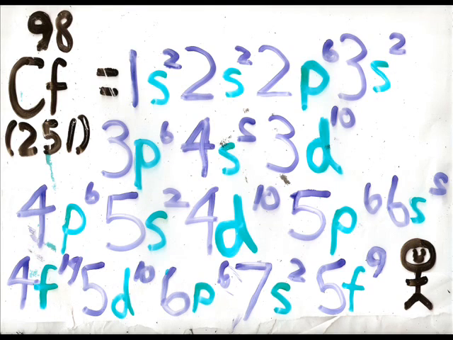1s2, 2s2, 2p6, 3s2, 3p6, 4s2, 3d10, 4p6, 5s2, 4d10, 5p6, 6s2, 4f14, 5d10, 6p6, 7s2, 5f9. As you see there is a 4f and a 5f. Both have the count of electrons that are listed on the chart I gave you on the sheet.